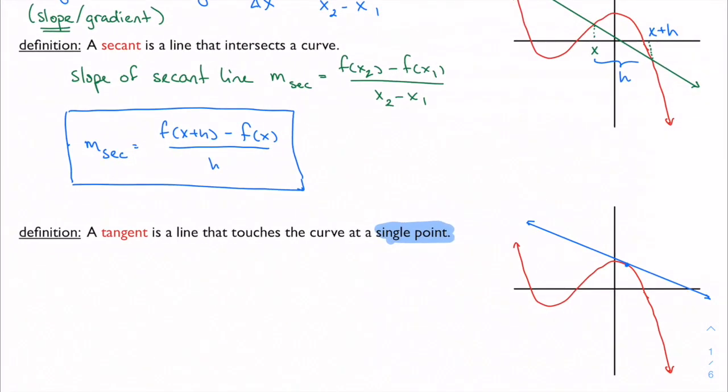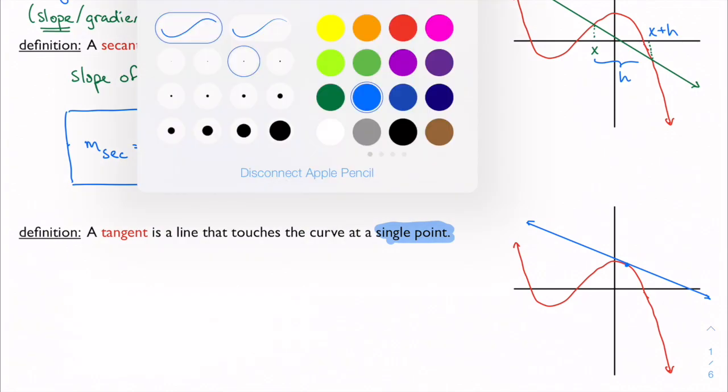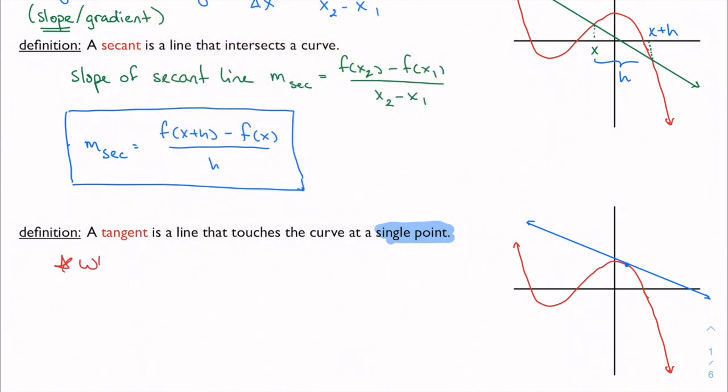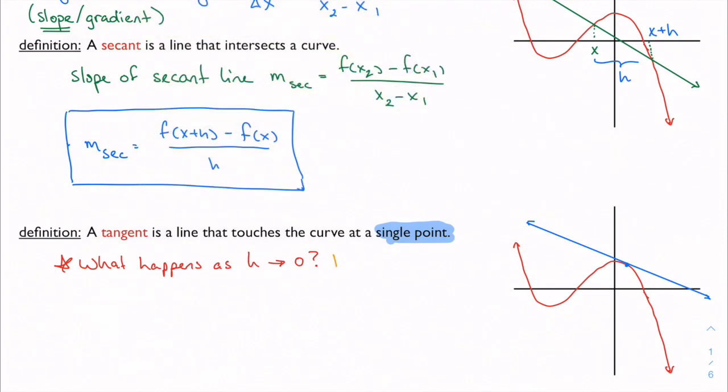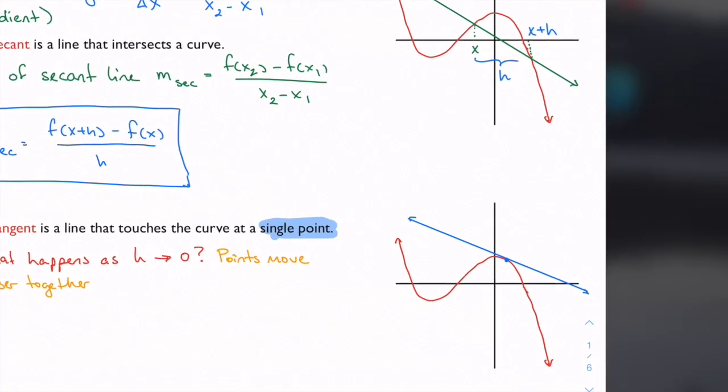The question we want to know, the question we're going to ask ourselves to get from secant to tangent is, what happens as this h that we have, this distance between my 2 points, approaches 0? What happens as this distance decreases? Well, the simple answer, of course, is that the points move closer together. Well, then, what does that mean? Well, let's take a look at it.